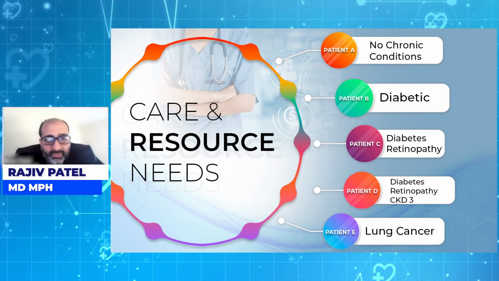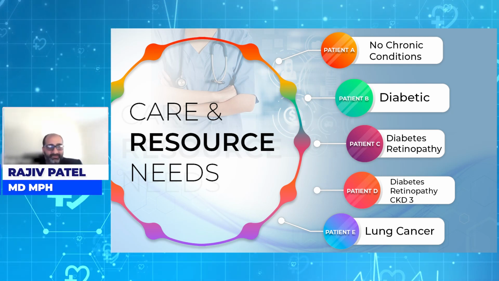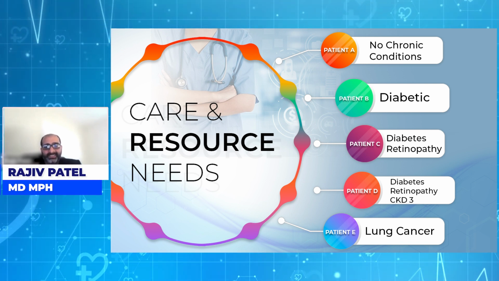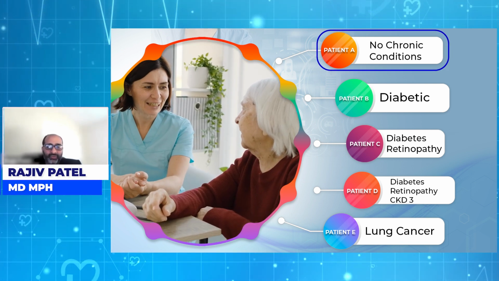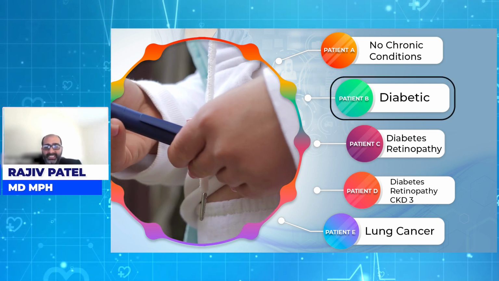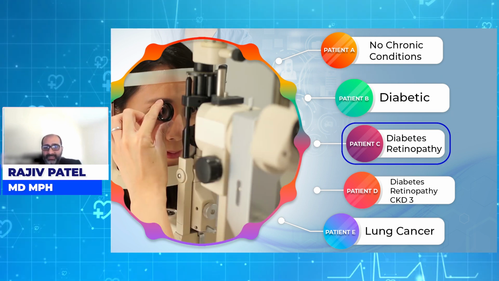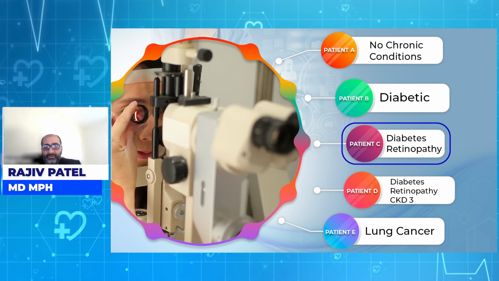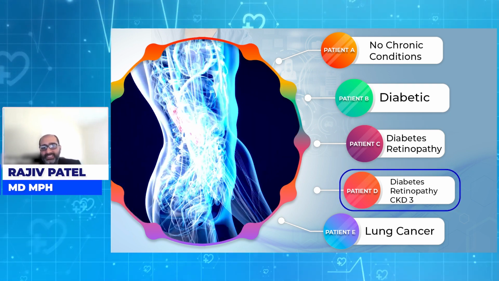So this model was developed, of course, for care and resource needs. What it means is patient A that has no chronic diseases versus patient B that has diabetes versus patient C that has diabetes with retinopathy. Well, patient A is obviously going to cost less money to take care of than patient B. And patient C is going to cost more.